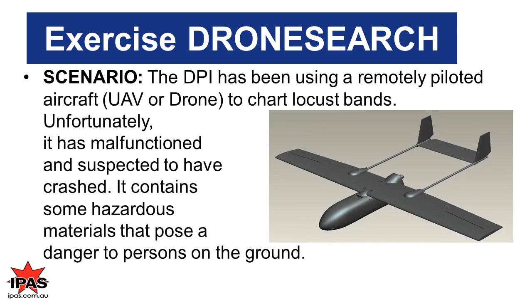So here's the scenario. The Department of Primary Industries has been using a remotely piloted aircraft, commonly known as a UAV or a drone, to chart locust bands. Unfortunately, it's malfunctioned and suspected to have crashed because it's way past the life of the battery. It contains some hazardous materials such as laser equipment and a lithium polymer battery, and they pose a danger to persons on the ground.